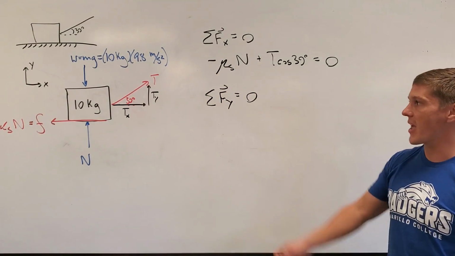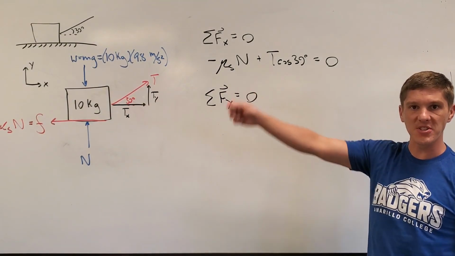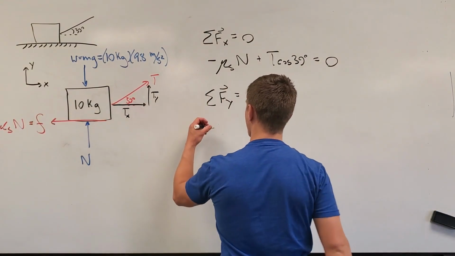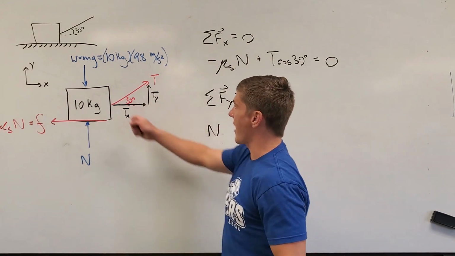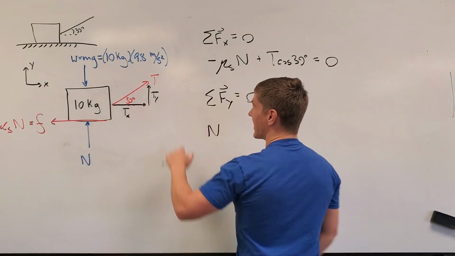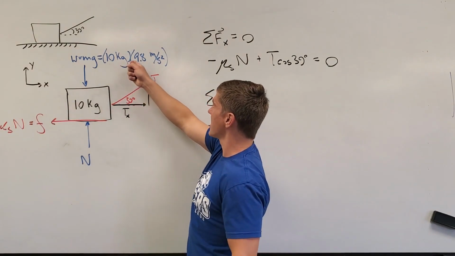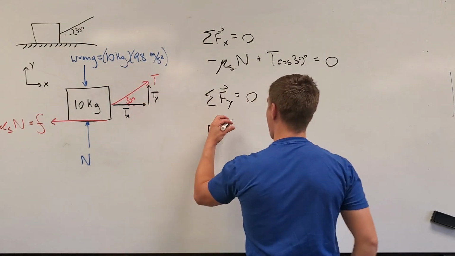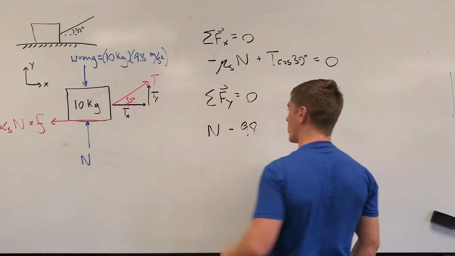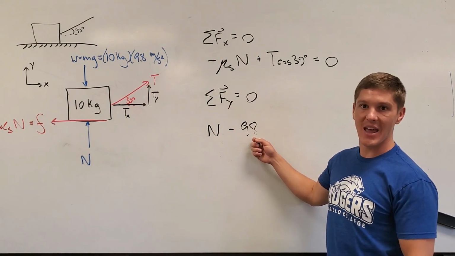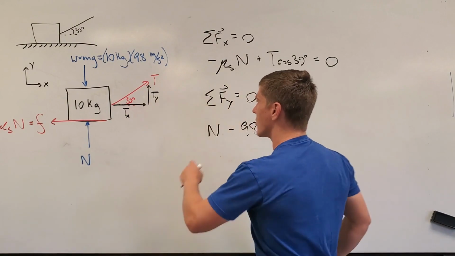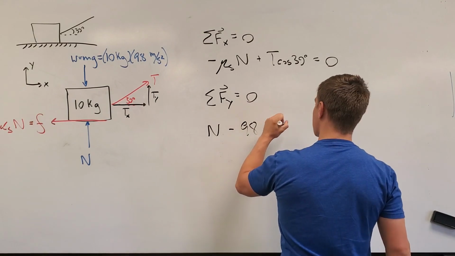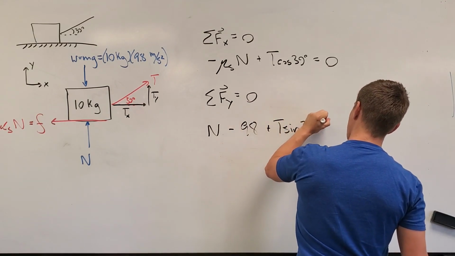And we do the exact same thing. We have to go to our diagram, and we have to sum all of our forces in the y direction. So what do we have? Well, we have a normal force acting upwards, so it's positive. We have a weight acting downwards, so it's negative. So this is 10 kilograms times 9.8 meters per second squared. 10 times 9.8 is going to be a negative 98 newtons, negative because it's acting downward. And then we have the vertical component of our tension. So we have plus T sine of 30 degrees is equal to 0.